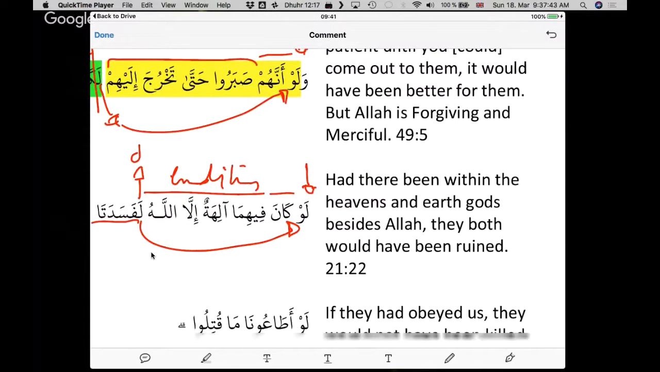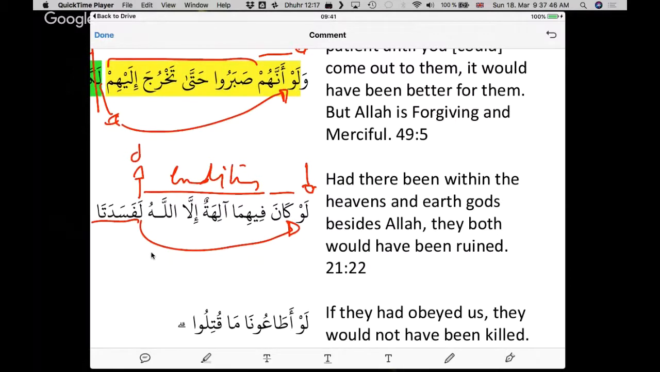Had there been within the heavens and earth gods beside Allah? And look at this tone. This "had there been" means it's absolutely not possible. Had there been, if there was any closest chance, no, it's not possible. Had there been within the heavens and the earth.